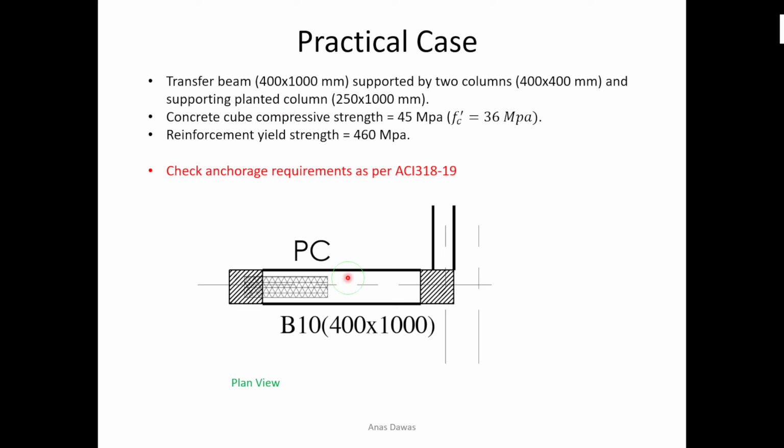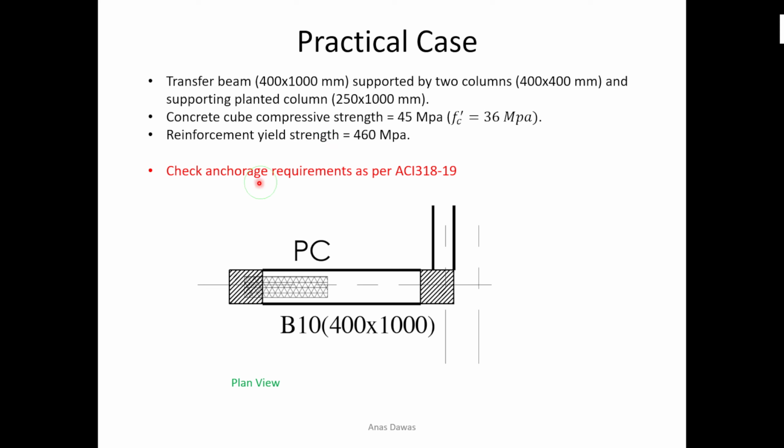The width of this beam is 40 cm by 100 cm, or 1 meter, supported by two columns. The two columns are 400 by 400 millimeter, and the planted column is 250 by 1000 millimeter. Concrete cube compressive strength is 45 megapascal. When you convert it to f'c, it will be 36, around 0.8 of this value. Yield strength of the steel is 460 megapascal.